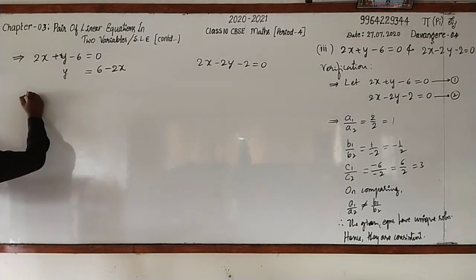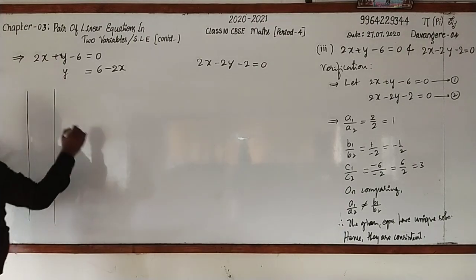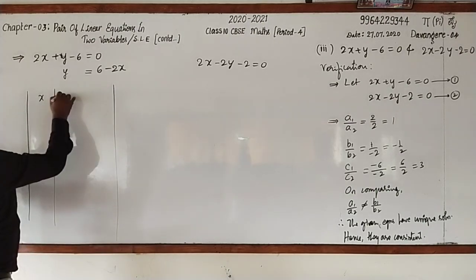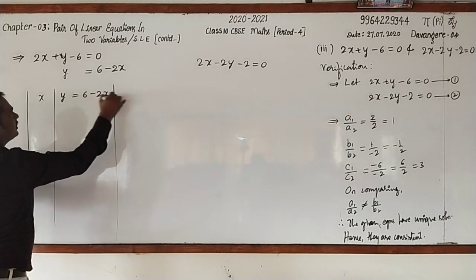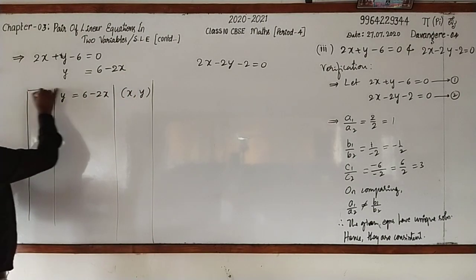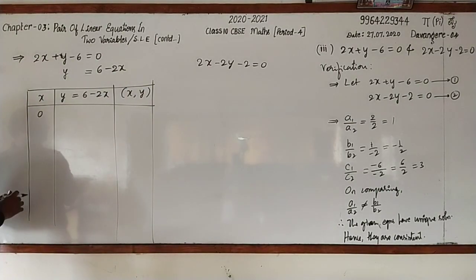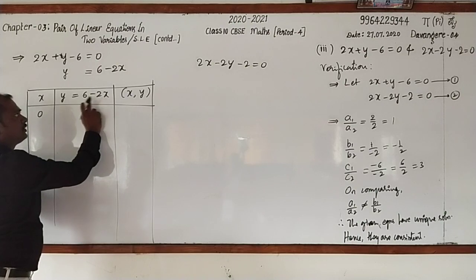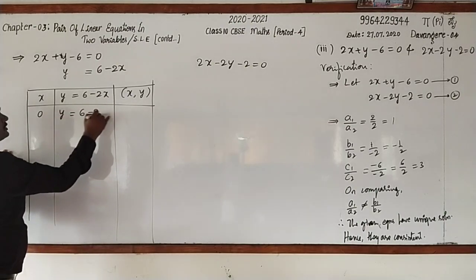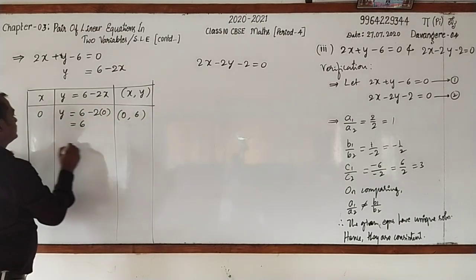Then go for finding the coordinate points. You have to draw the table using scale and pencil. Here the first column is for x, the second column for y, and the third column for the ordered pair, nothing but x comma y. Next, let us take 0 in place of x. Two zeros are 0. Then 6 minus 0 will be 6. Such a simple one. Now when x is 0, y is 6.